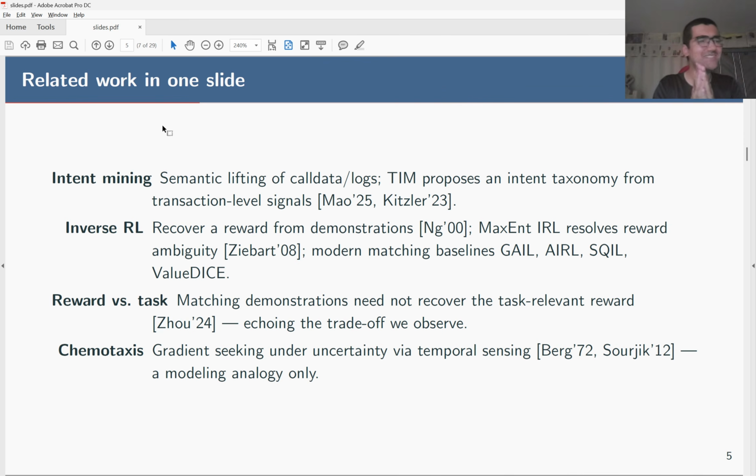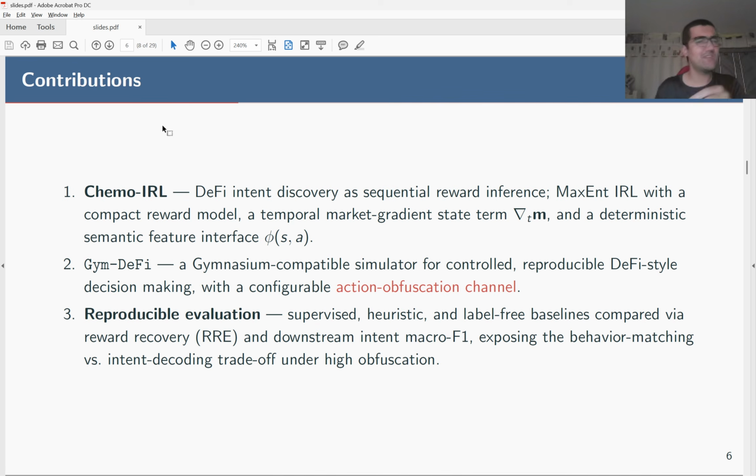So, what exactly do we contribute? Three things. We make three contributions. First, Chemo-IRL itself. We frame DeFi intent discovery as sequential reward inference and instantiate maximum entropy IRL with a compact reward model. The two ingredients that make it ours are the temporal market gradient term in the state and deterministic semantic feature inference, phi of S and A.